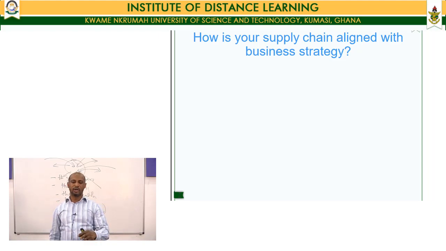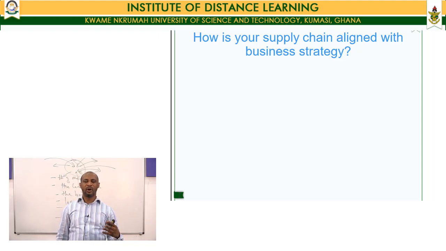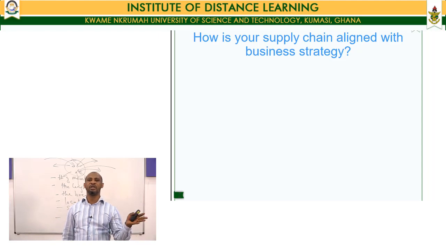So, sit down and do a small mapping. At this point, pause this video and then do this thinking. Allow yourself to think through what is your business strategy and how is the supply chain of the organization supporting it. And you may be able to identify some bottlenecks that need improvement.